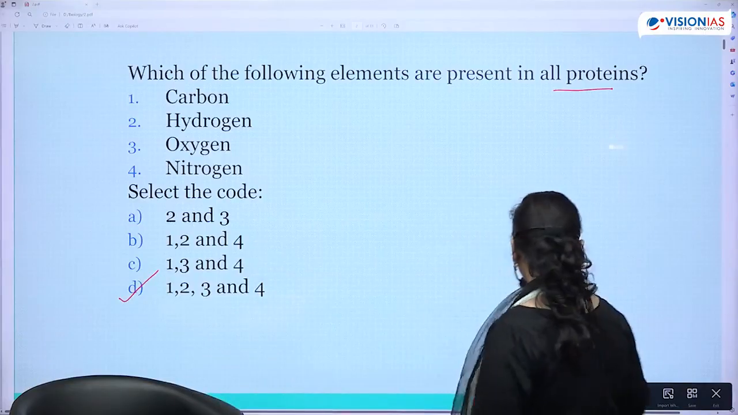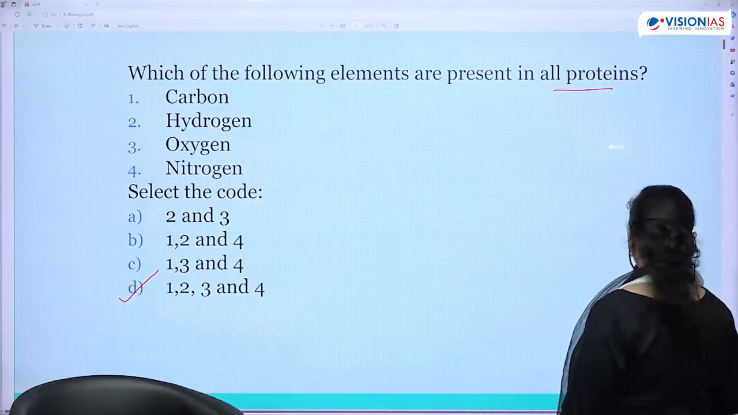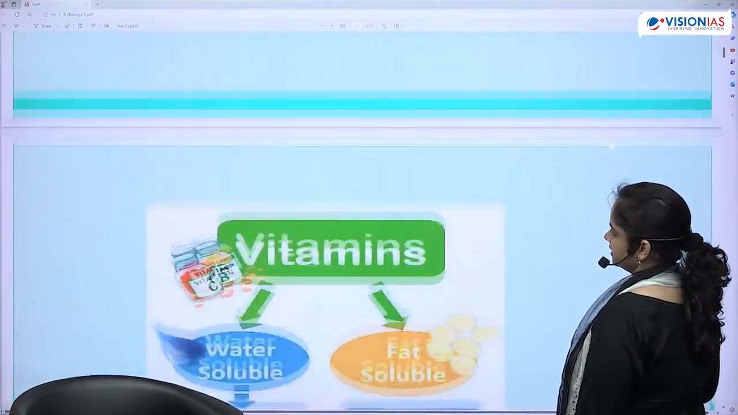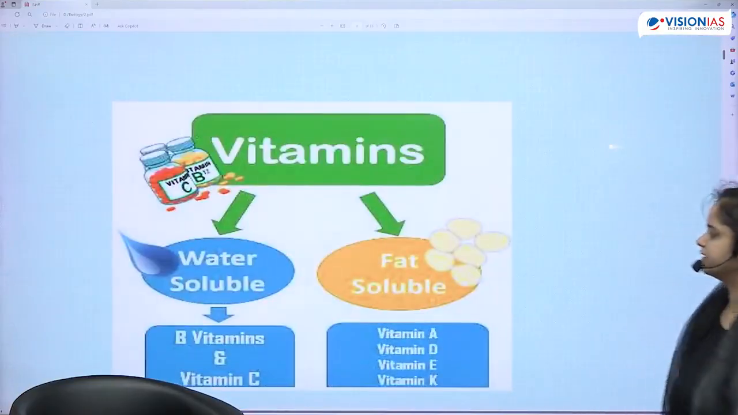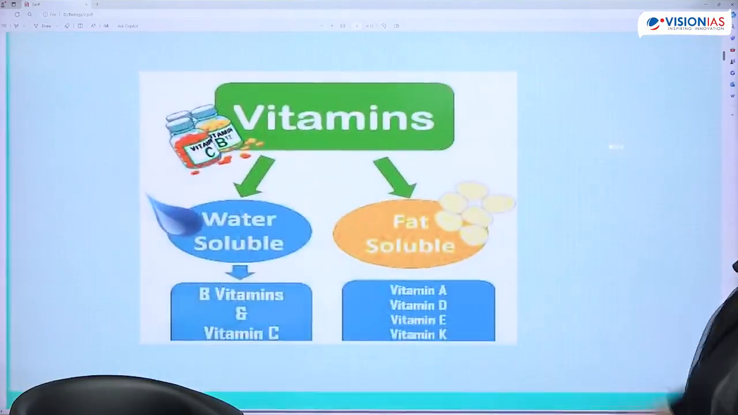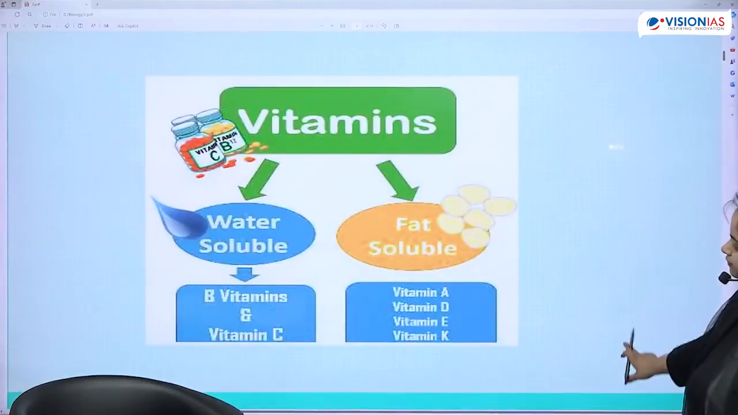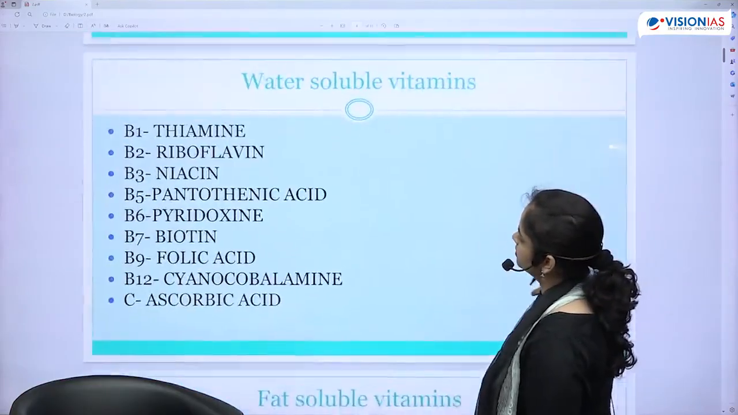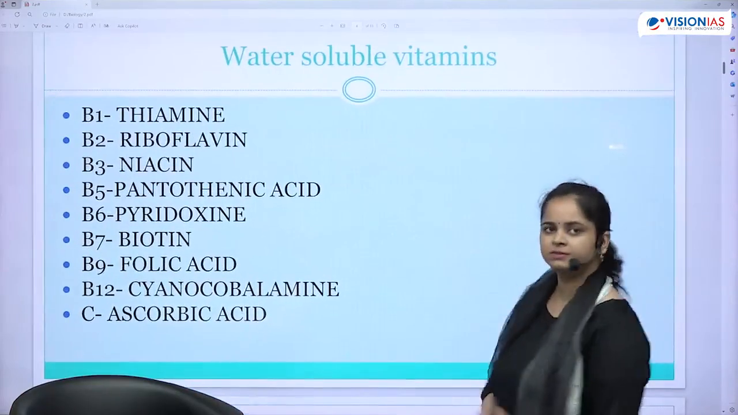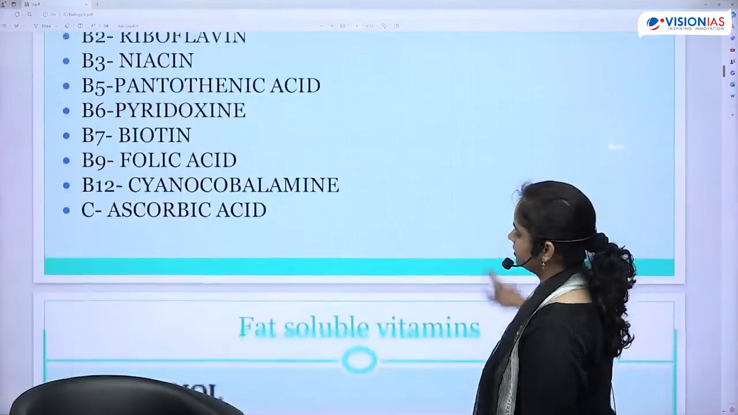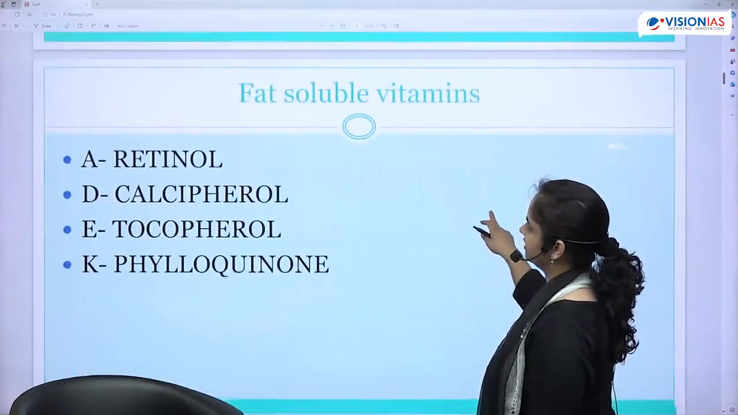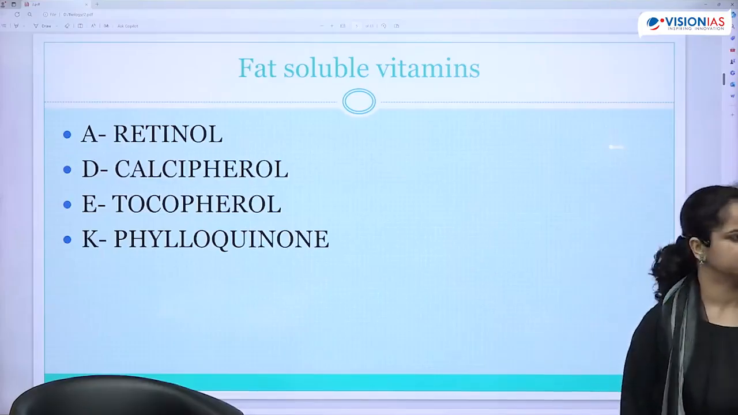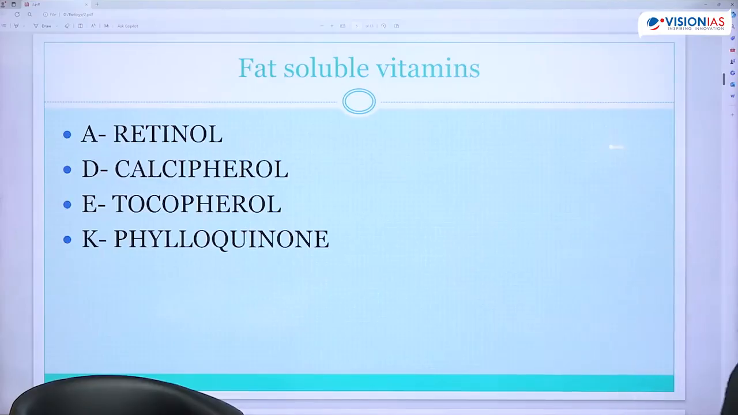Okay, so we had started talking about the vitamins, and we had said there are two kinds of vitamins: vitamin B and C, and the fat soluble vitamins. Out of this, we have spoken about the water soluble vitamins, and now we'll continue with the fat soluble vitamins. You can give the heading fat soluble vitamins.